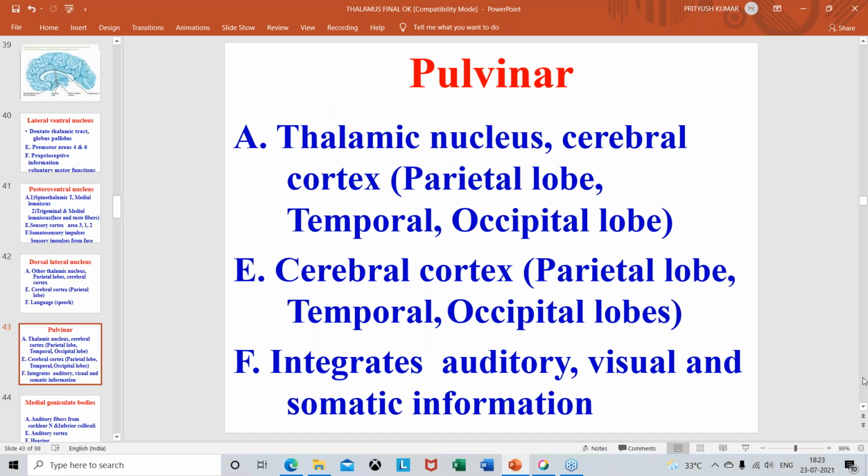The next is the pulvinar. The pulvinar is an important structure. The afferents come from thalamic nuclei, the cerebral cortex, parietal lobe, temporal and occipital lobes, and the efferents go to the cerebral cortex, parietal lobe, temporal and occipital lobes, and they are integrating the auditory, visual, and somatic information. So this pulvinar is a structure.